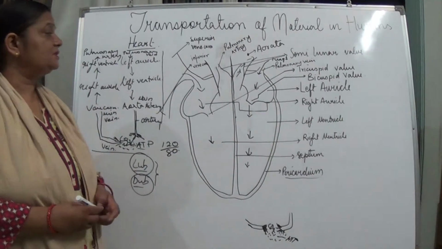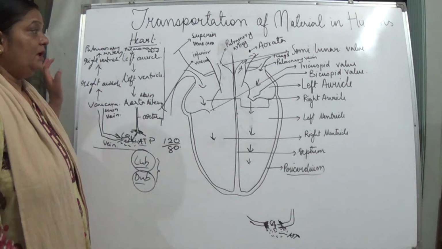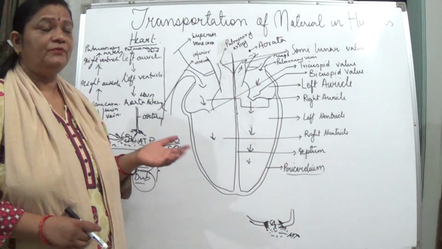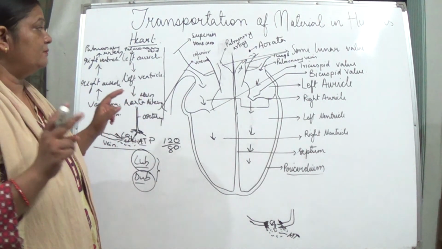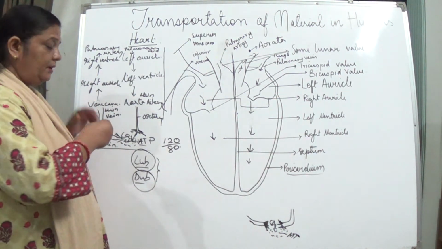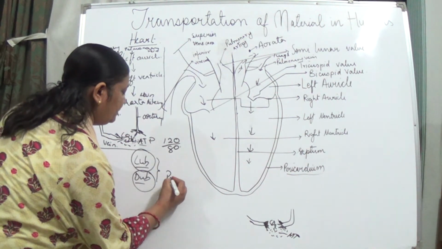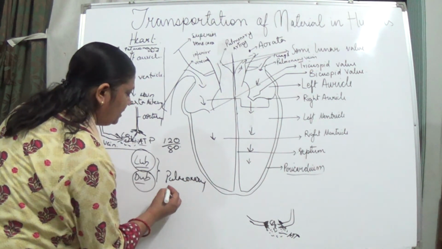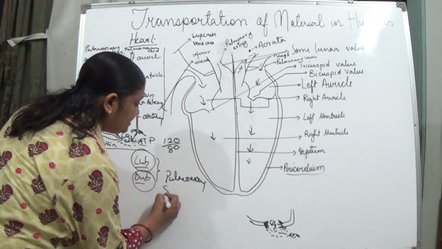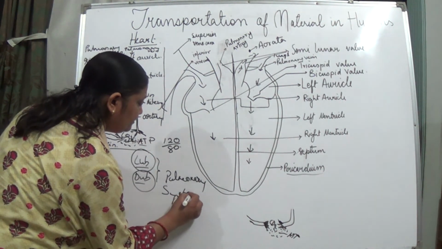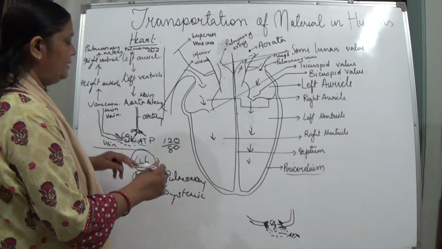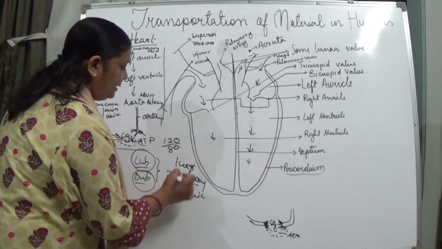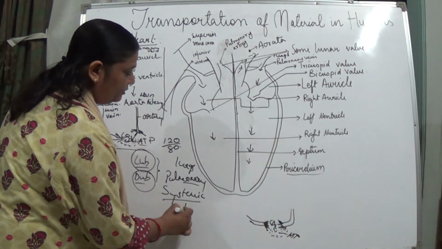Now, what is double circulation? Double circulation means the circulation is happening twice, isn't it? So here, two circulations are there. One is the pulmonary circulation, and another is the systemic circulation. As the word suggests, pulmonary involves the lungs, and systemic involves the body.